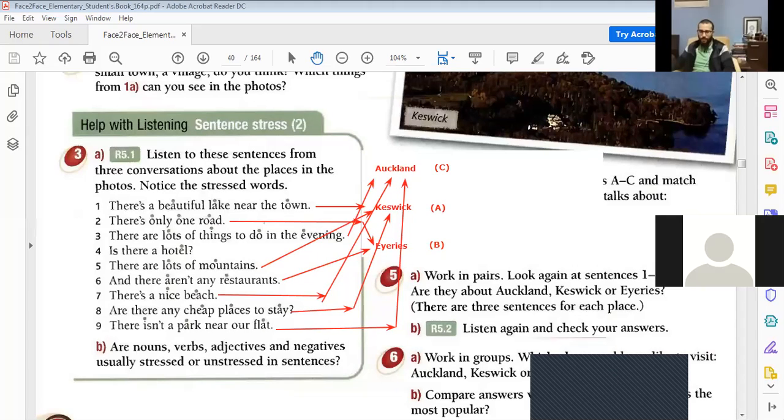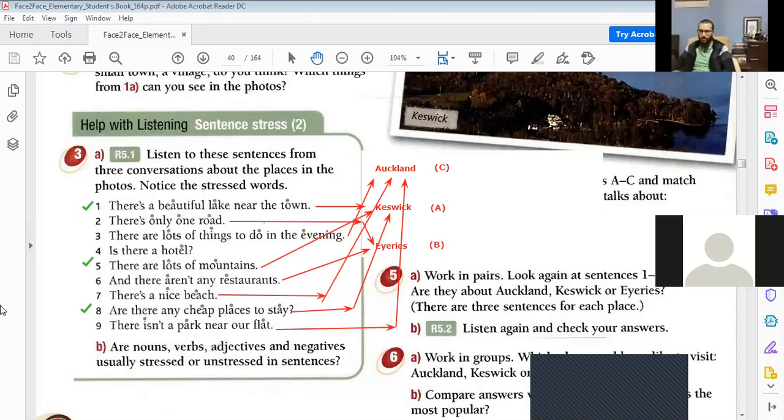Conversation A. Do you know any good places to go on holiday in England? Well, we always go to Keswick in the Lake District. It's lovely. Really? Yes. There's a beautiful lake near the town, and it's a good place for walking. There are lots of mountains. It sounds great. Are there any cheap places to stay? Yes, there are. B&Bs are quite cheap. B&Bs? Bed and breakfasts. Oh, right. What was the name of the town again?